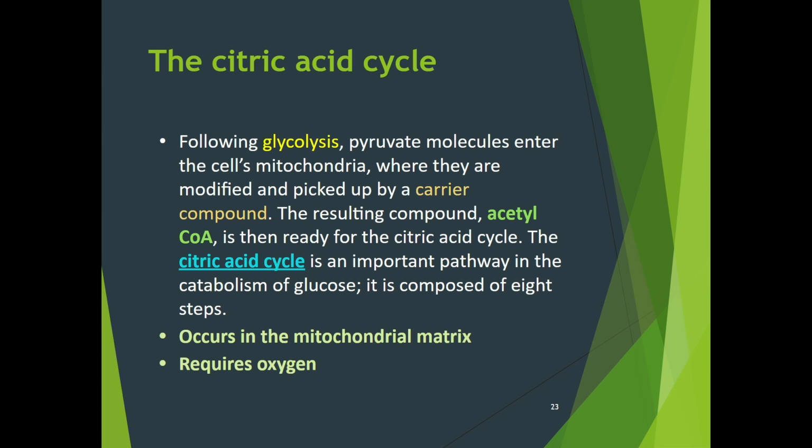Before we can use the pyruvate molecules that enter a cell's mitochondria, we have to essentially modify them into something called acetyl-CoA. So the citric acid cycle includes this conversion of the 2 3-carbon pyruvate molecules into acetyl-CoA. Once acetyl-CoA has been produced, we will utilize it in the citric acid cycle, and it consists of 8 steps.